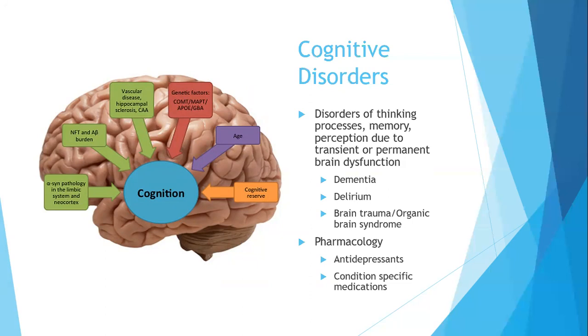Delirium is usually a transient cognitive disorder caused by trauma or medications or a combination of the two. The difference between dementia and delirium is that delirium goes away when you remove the cause. Dementia does not go away. Brain trauma can cause organic brain syndrome, where there's actually damage to the brain that's affecting cognitive processes. So, the pharmacology used to treat cognitive disorders: antidepressants are commonly used, and condition-specific medications. There are some medications that are specific for Alzheimer's or specific for other types of dementia.